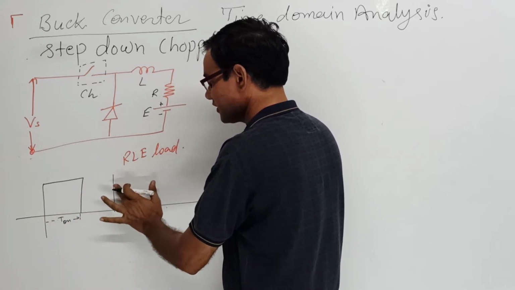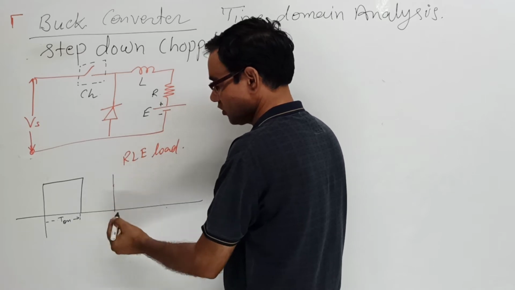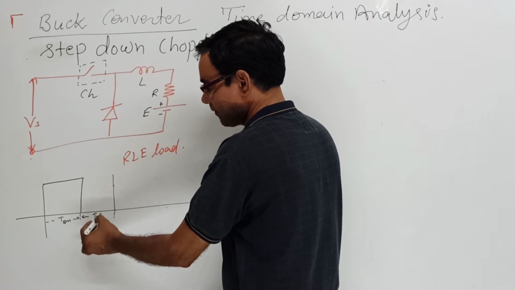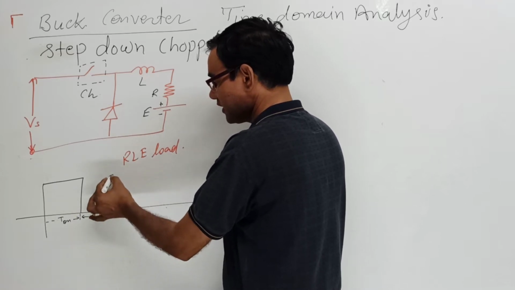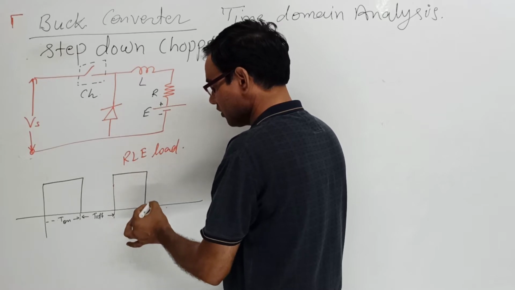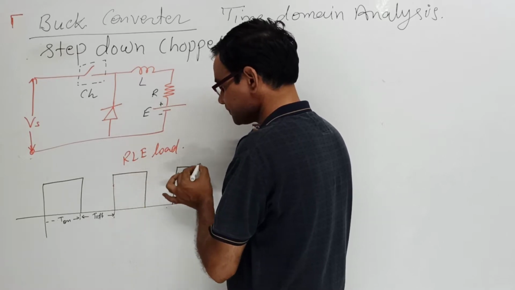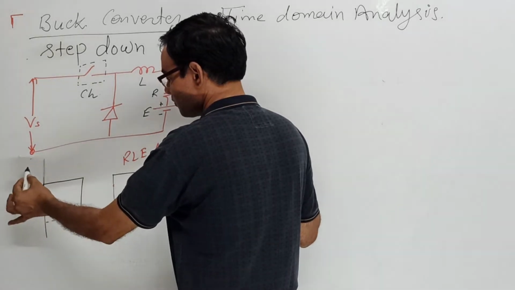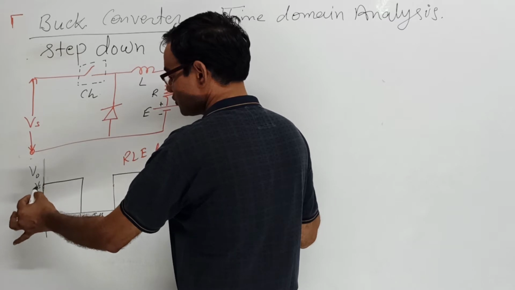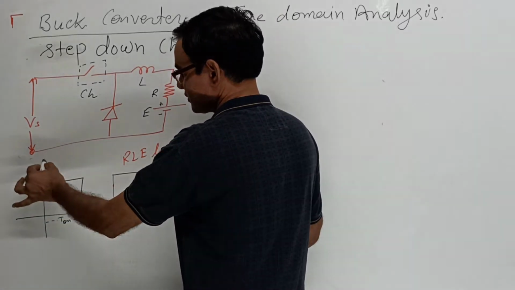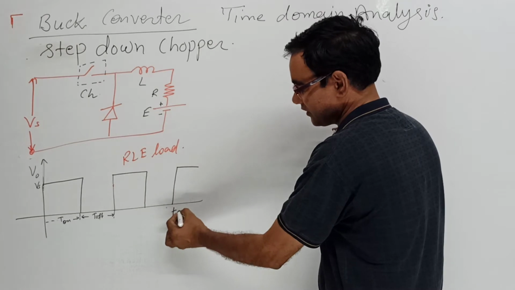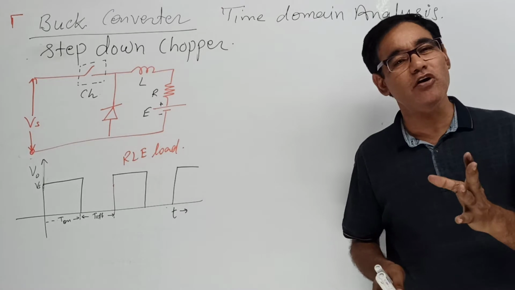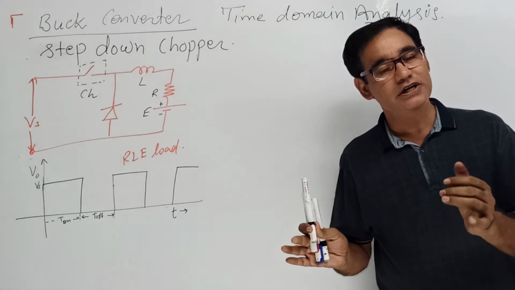This RLE load is nothing, it is a DC motor. So it is for the off cycle. This is the total duration. This is the off duration, T off time duration, then the T on, then the T off, then the T on. So this is the output voltage, and this is equal to the source voltage. Here is the time period on this axis. So this is the output voltage waveform for the buck converter.